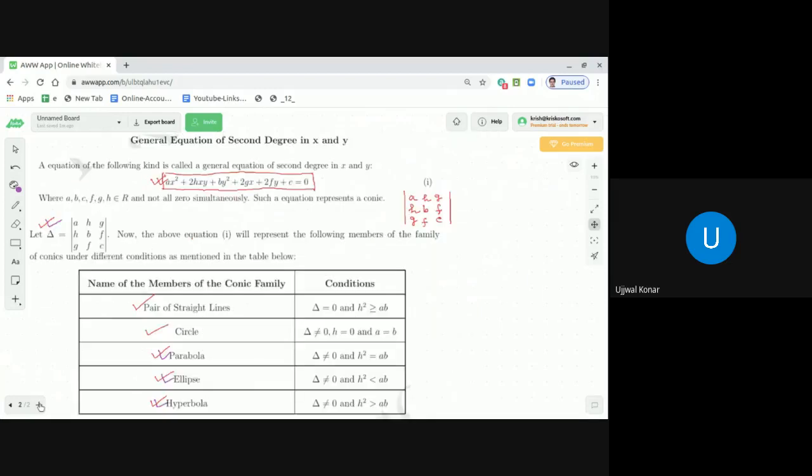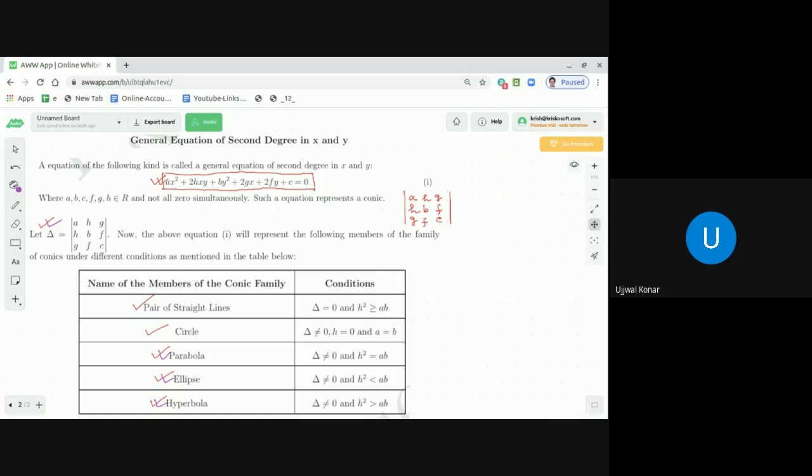And then the third point we have learned, dear students, is to study the general equation of second degree in x and y, and we see how a general equation of second degree can qualify to be a parabola, ellipse, or hyperbola. Before that, what I can say, a general equation of second degree in x and y represents a conic. Now that will represent a parabola if the value of the determinant is not equal to 0 and h square equal to ab. It will represent an ellipse if delta is not equal to 0 and h square is less than ab, and it will represent a hyperbola if delta is not equal to 0 and h square greater than ab. Apart from these three, there are two more cases.